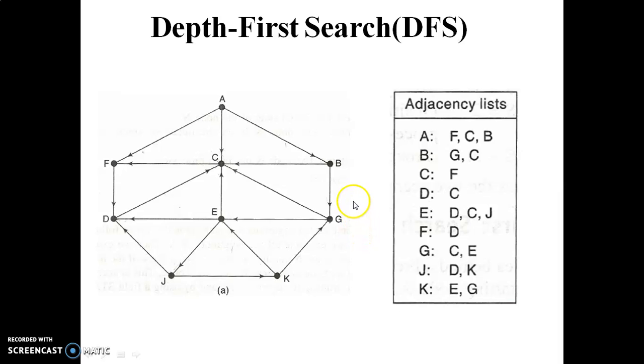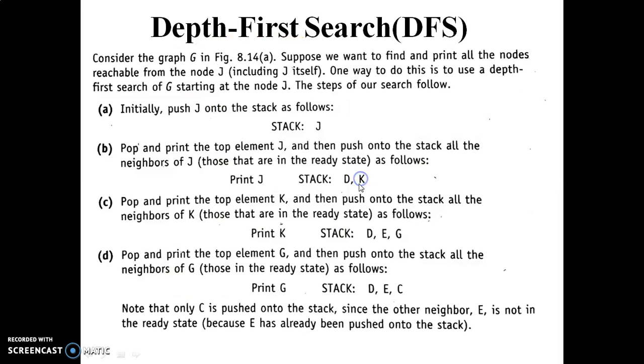Suppose you want to find out all the reachable nodes from a particular node, then we use the DFS algorithm. In the given graph, suppose we want to find and print all the nodes reachable from node J, including J itself, then one way to do this is to use a depth first search algorithm starting from the J node. In the first step, we initially push J onto the top of the stack, and we write stack equal to J. That means the topmost element on the stack is J.